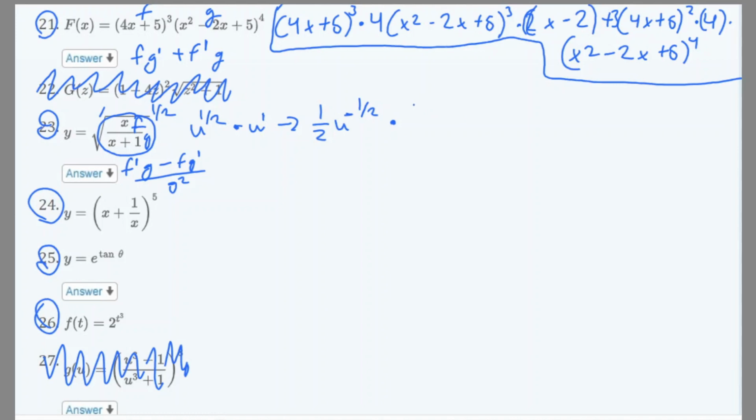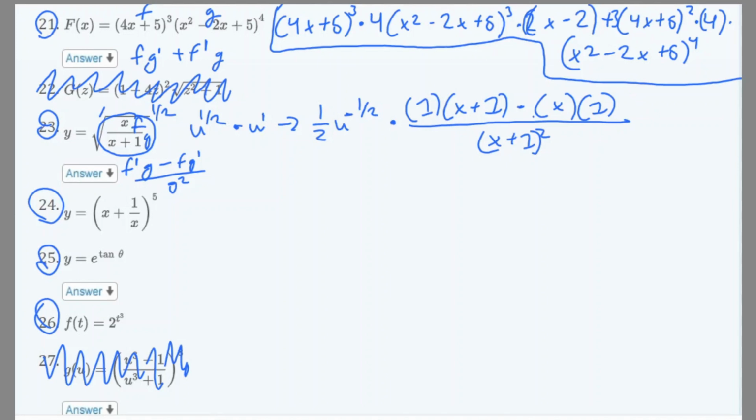So f prime is going to be 1 multiplied by g, which is going to be x plus 1, minus f, which is x, and then times g prime, which is just going to be 1, all over (x plus 1) squared.